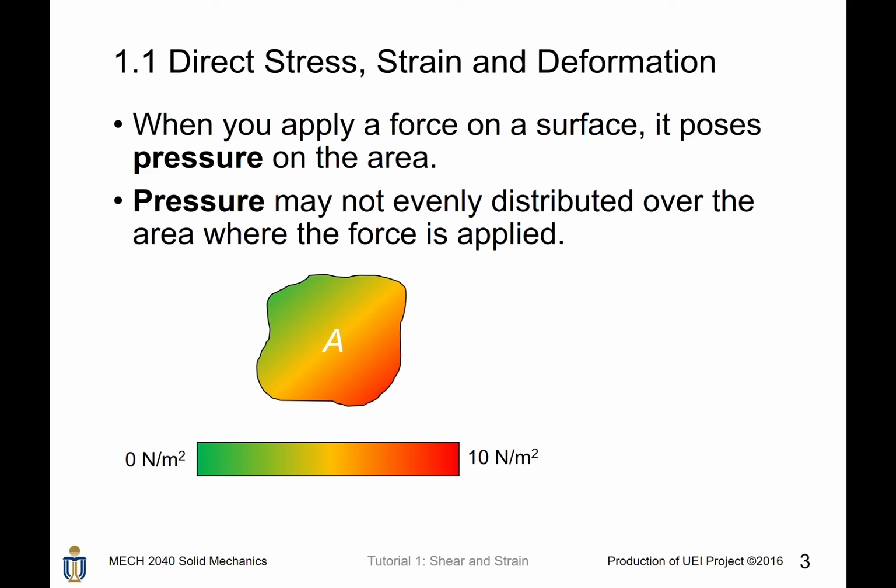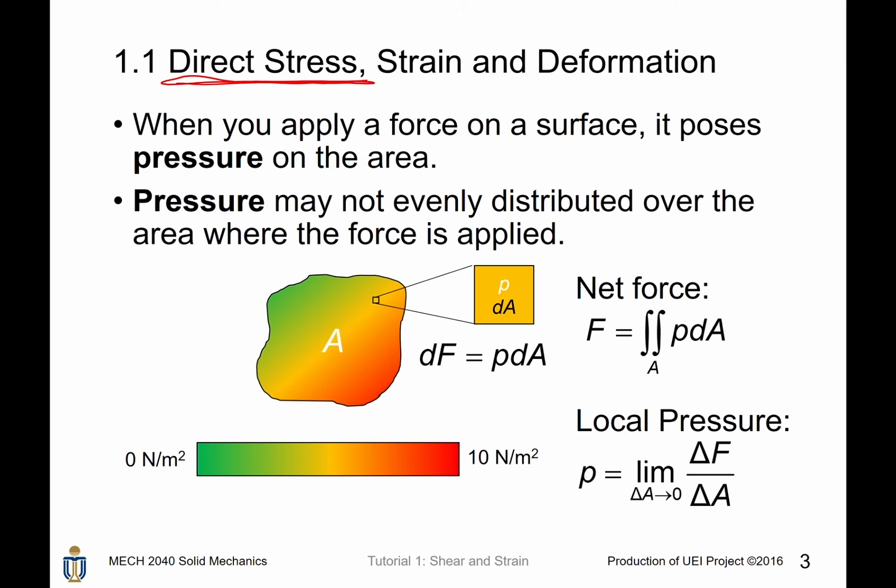So first, let me introduce you direct stress. From the secondary school, we've already learned that when we apply a force on a surface, it will generate the pressure. So consider this region, and it has a distributed stress. The strength of the stress is shown here. Green means very small strength, while the red color means the strongest strength.